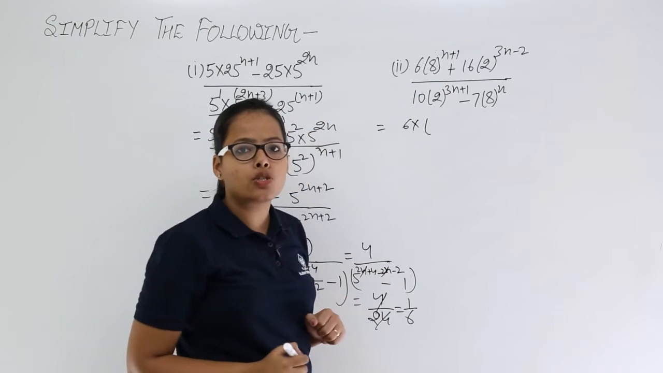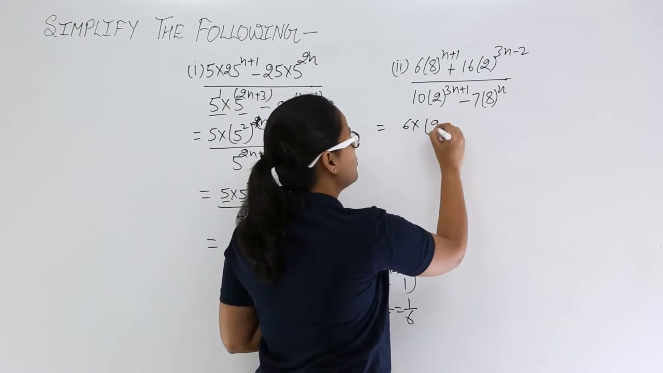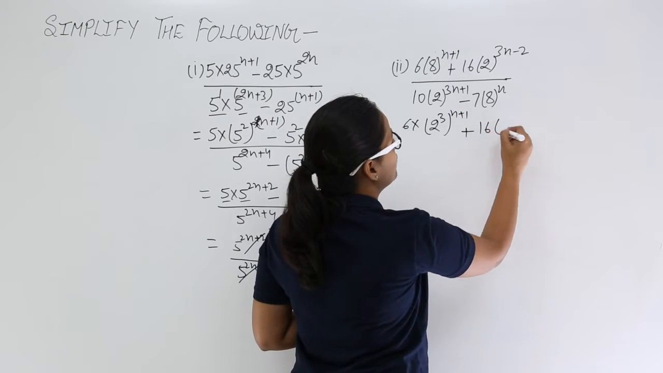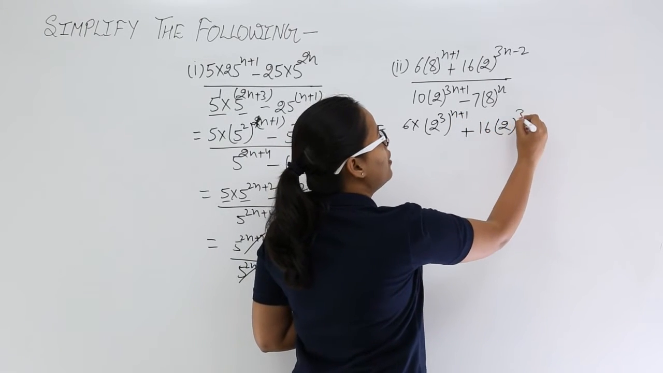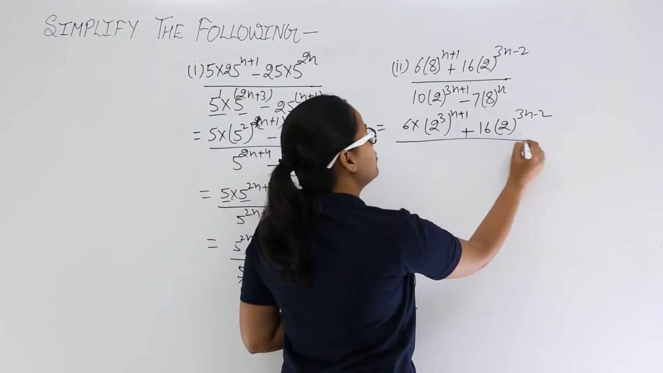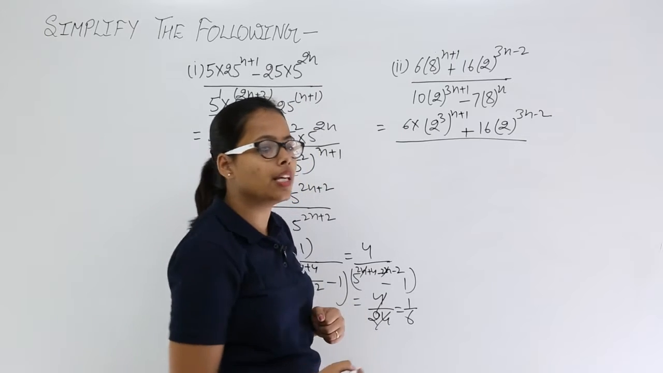You can write 8 as 2 raised to power 3. You need not write this because it is already in the power of 2. Now let's do the same thing in the denominator.